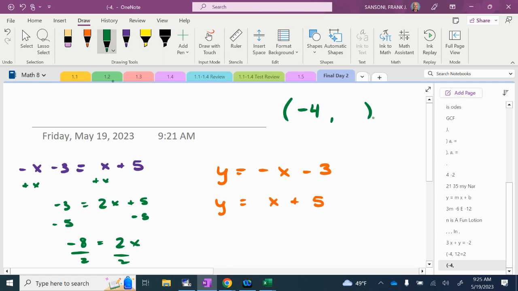I would plug it into that orange equation at the bottom. What is -4 plus 5? Is it -1 or is it +1? Oh, -4 plus 5. It's a +1. That is all 50 questions.